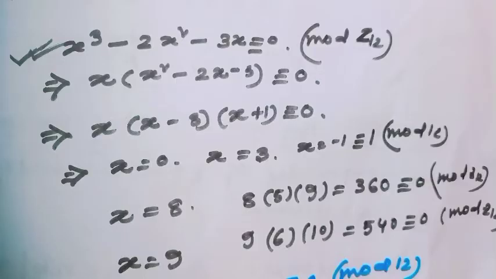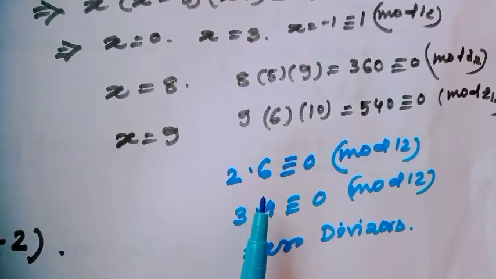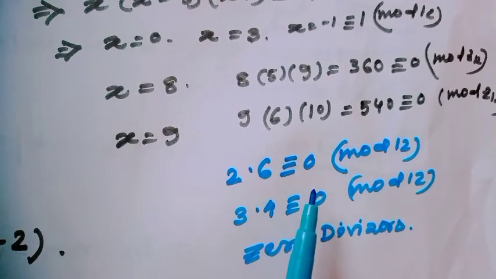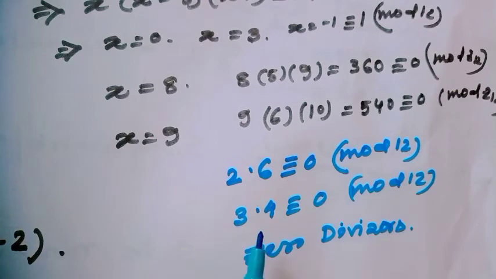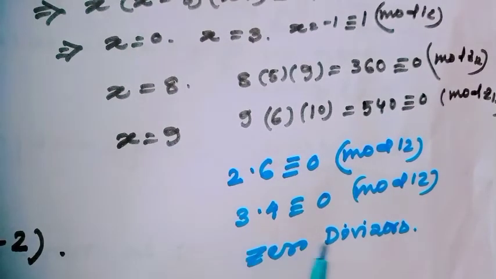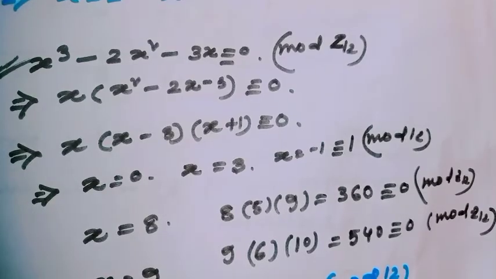In ring theory, it is more difficult to find the solution of the equation. This is not true for real numbers and complex numbers. And this is difficult because of divisors of 0: in Z12, 2 times 6 is congruent to 0 in mod 12. Also 3 times 4 is congruent to 0 in mod 12. Here 2 and 3 are divisors of 0. So with divisors of 0, it is more difficult to find the solution in the ring.